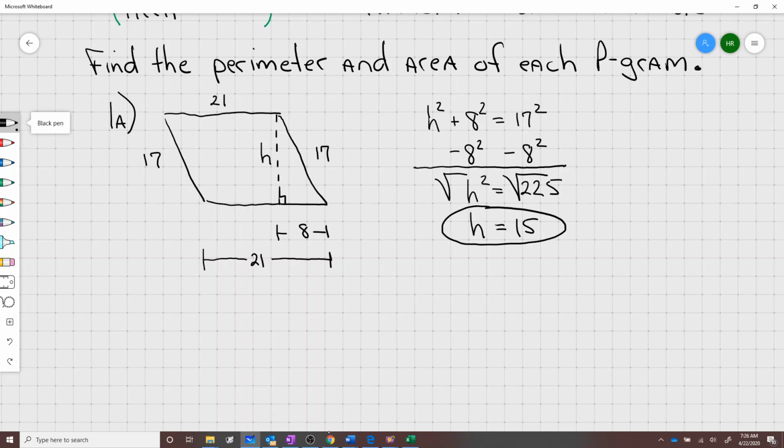So since we're already here, I'm going to find the area of this parallelogram first. So the area is going to be equal to, I'm going to use this 21 here as a base, and here's our height, which is equal to 15. So the area of this shape is going to be equal to 21 times 15. So our area is going to be equal to 315.